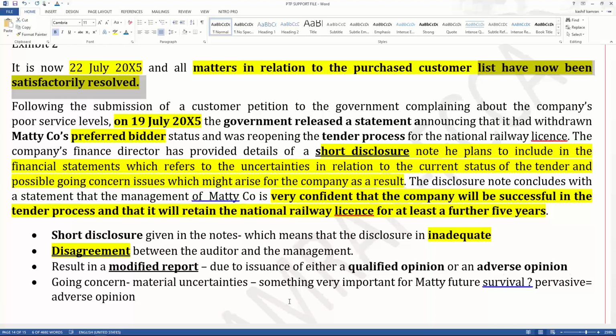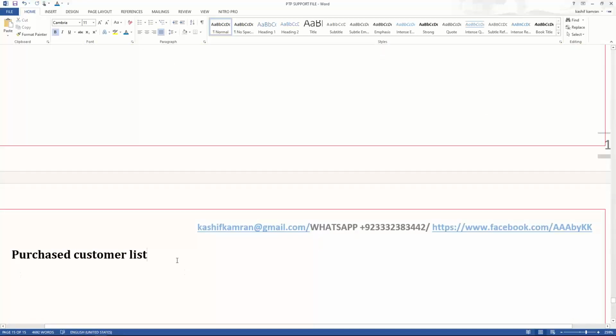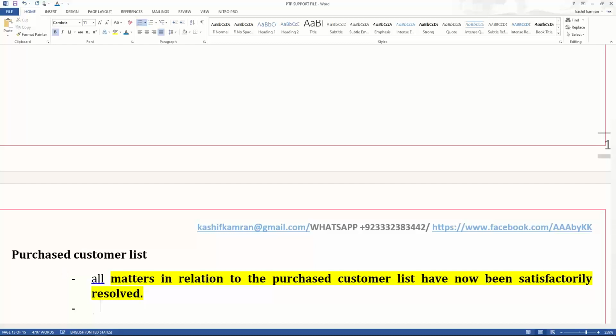Do we agree with management's indefinite life? Have we agreed to the management assumption of indefinite life? Have we agreed to the management assumption of value in use? Because the examiner is saying every matter relating to the purchase customer list has now been resolved. Control C, and you go down and you write things over here: purchase customer list, all matters in relation to the purchase customer list have now been resolved. Now my question to all of you is, will this matter be reported in CAM?